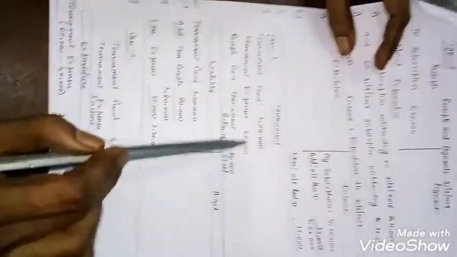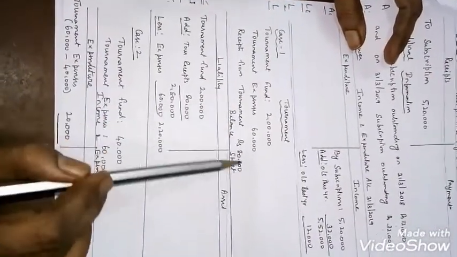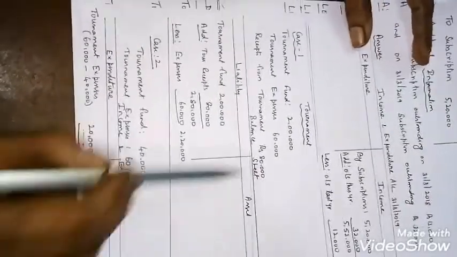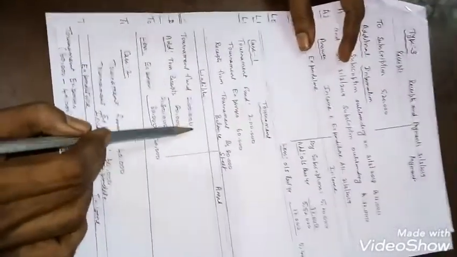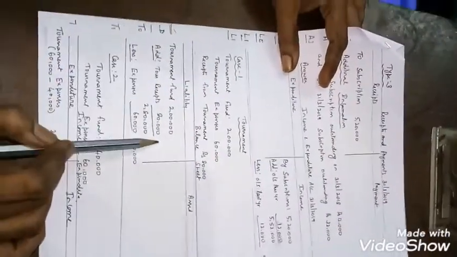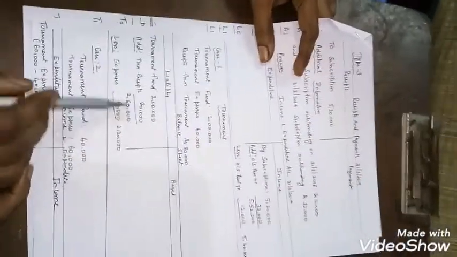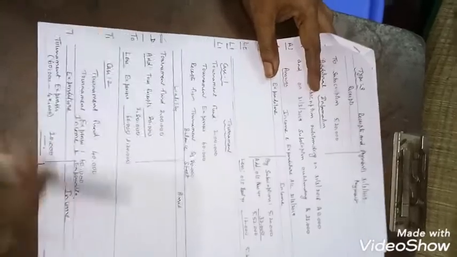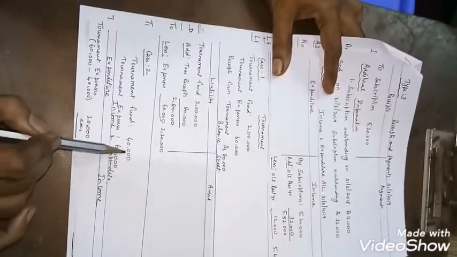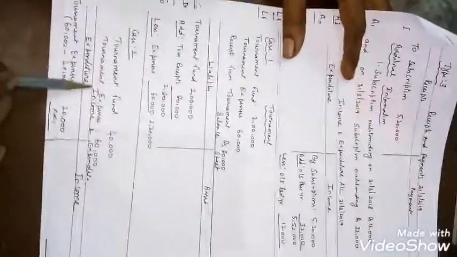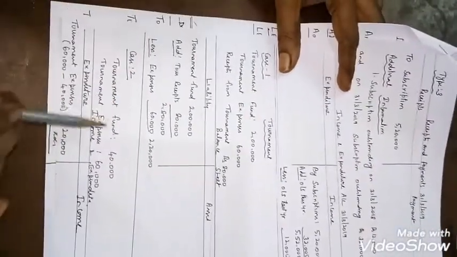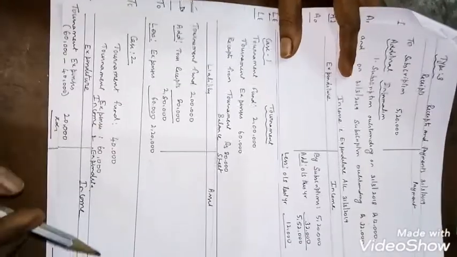Next I am going to explain tournament. In case 1, if tournament fund is given, tournament expenses are given, and receipts from tournament are given, how will you do it? In the balance sheet, directly take the tournament fund to the liability side, 2 lakh. Add tournament receipts less tournament expenses and put the amount in the outer column. In case 2, if the tournament fund is lesser than the tournament expenses, how will you show it? In income and expenditure, in this case you should not take the tournament fund to the liability side.